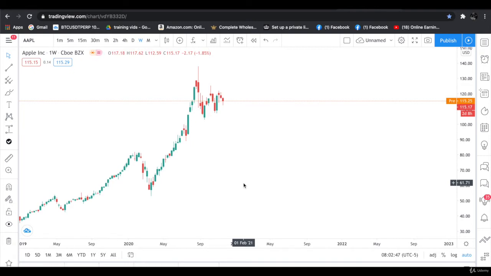So this is the Apple chart. Let's do the top-down analysis on it. We'll apply all the things we have learned in the lectures. So this is the Apple chart. The market was in uptrend. As you can see over here, the market was in uptrend.